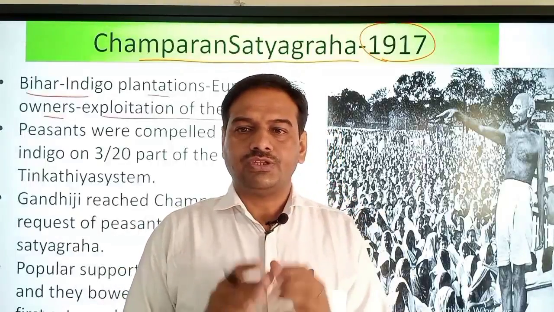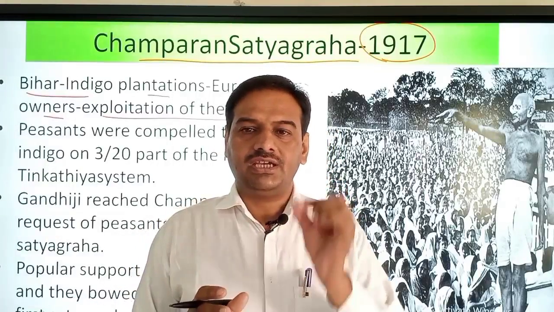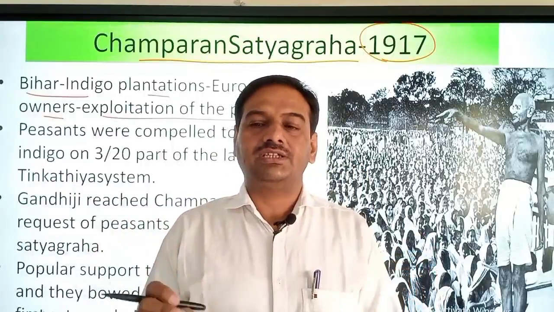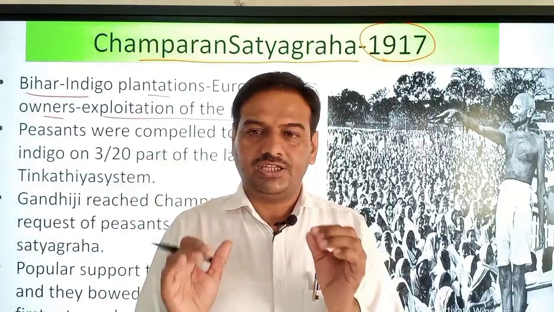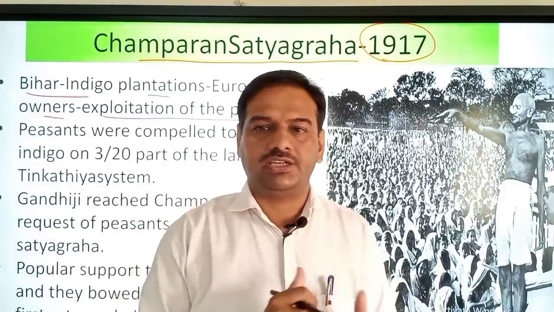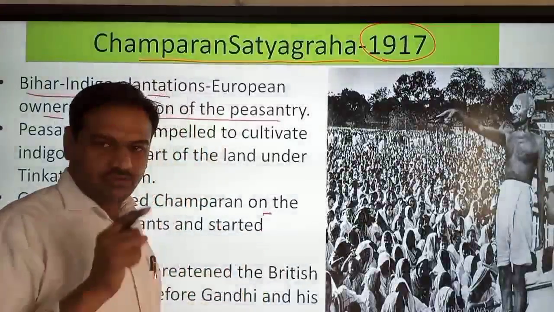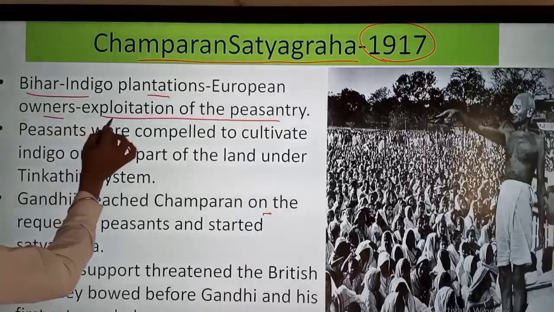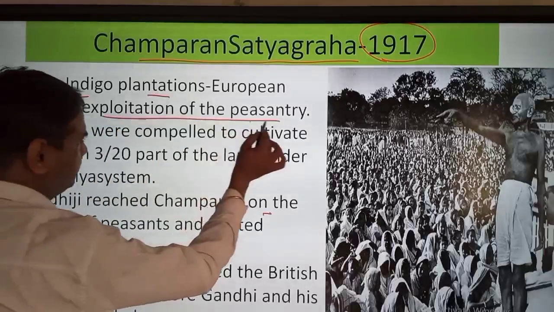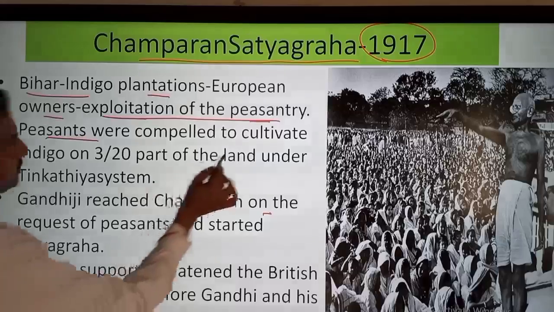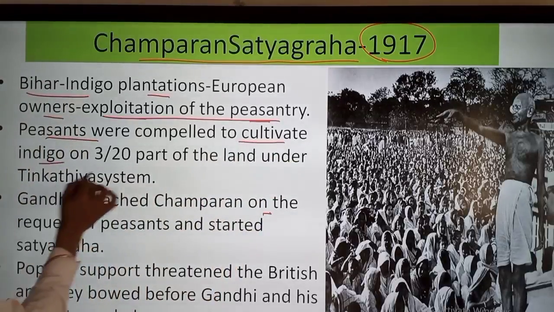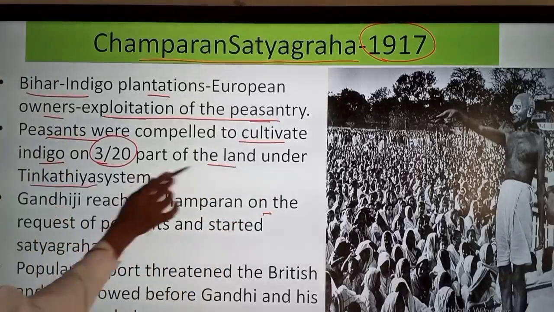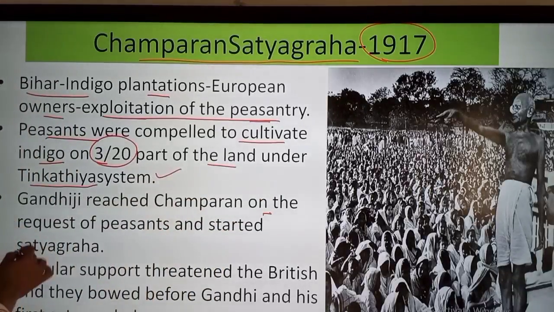government for the cultivation of indigo, and they were also oppressed by heavy revenues being taken from the people. So they turned against the Britishers as far as the issue of indigo was concerned, and they wanted the indigo cultivation to be stopped in their region. So that movement was the movement against the indigo plantation. So there was European exploitation of the peasantry. Peasants were compelled to cultivate indigo on approximately 3/20 part of the land under the Tinkathia system.